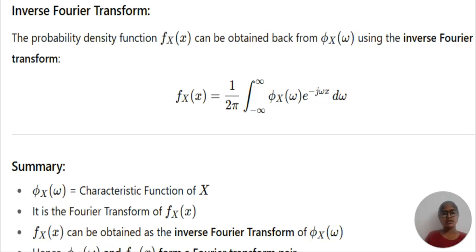In this equation, phi x of omega equal to characteristic function of x. It is the Fourier transform of fx of x. Fx of x can be obtained as the inverse Fourier transform of phi x of omega. Here, phi x of omega and fx of x form a Fourier transform pair.